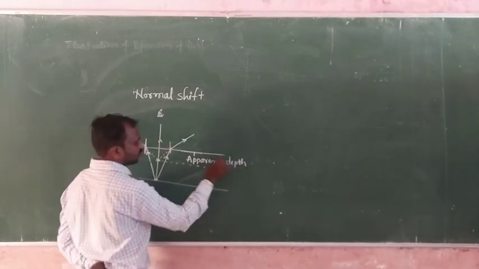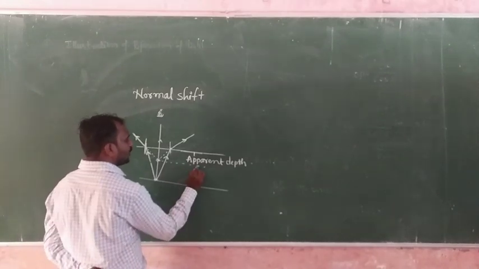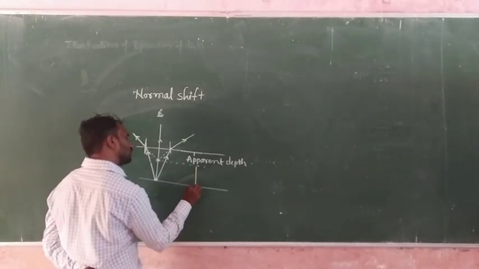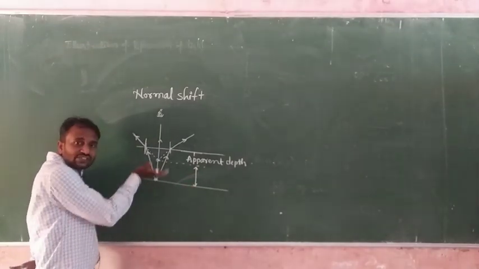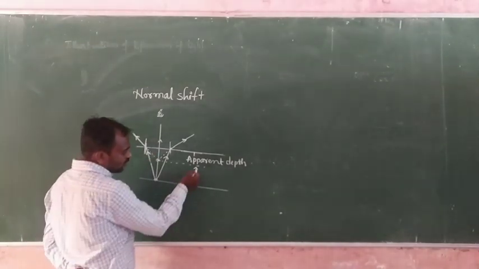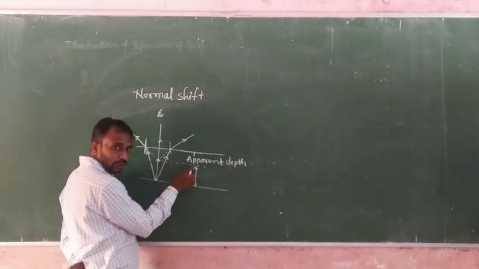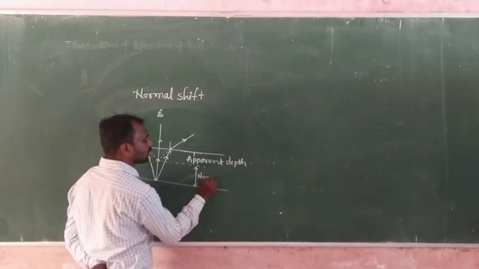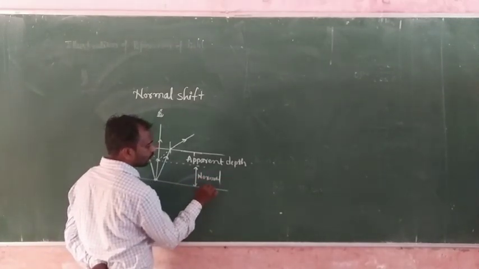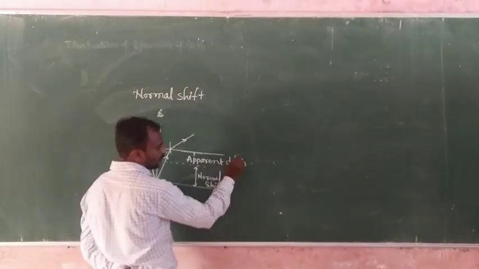So this depth we consider as the apparent depth. And the next one here, this object has shifted its position. So this shifted position is from the object to its image position. So this one we consider a normal shift.